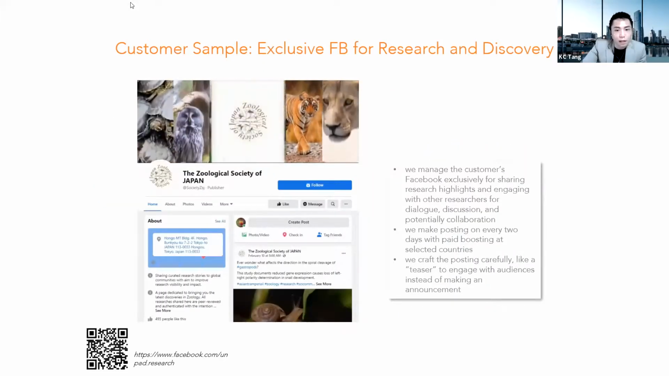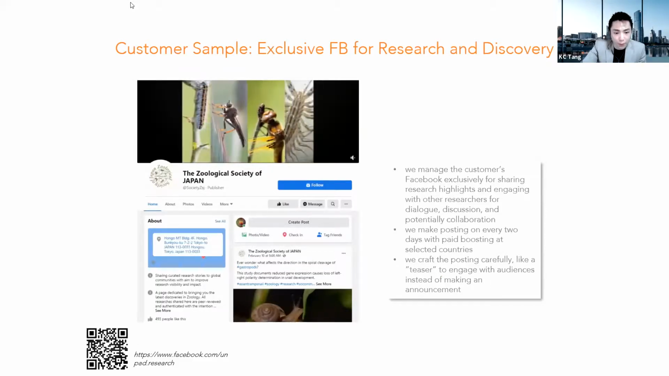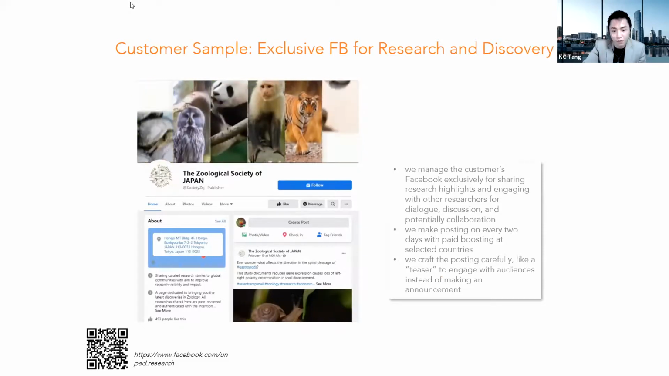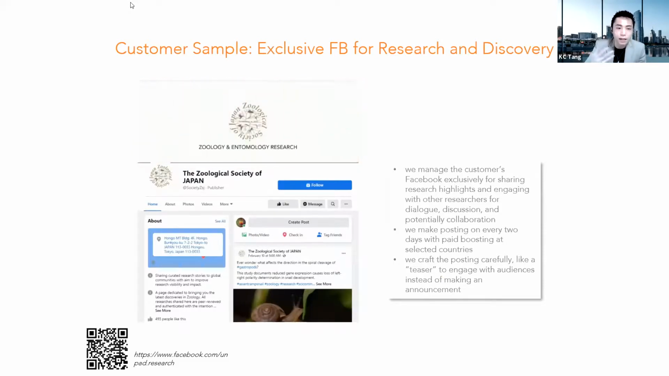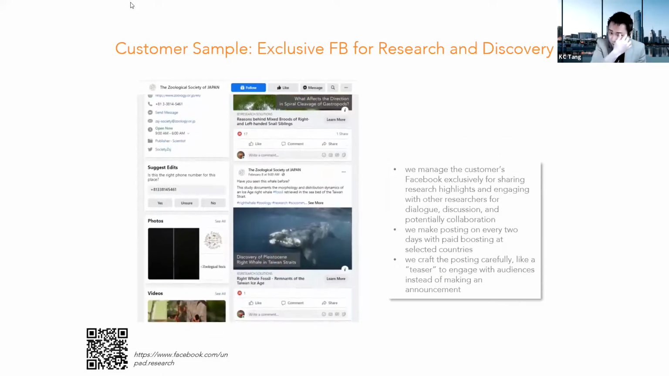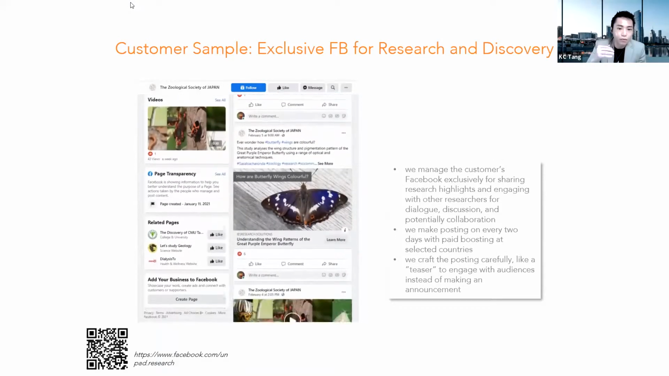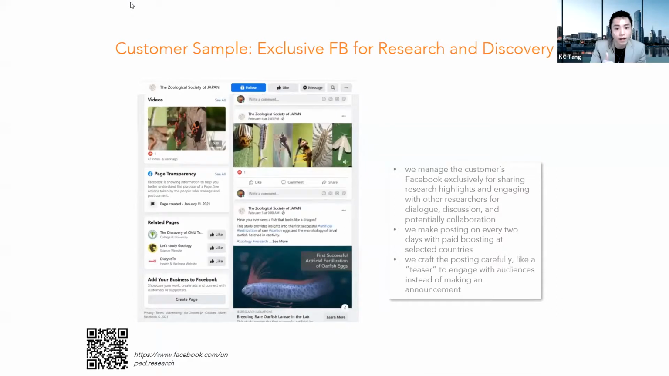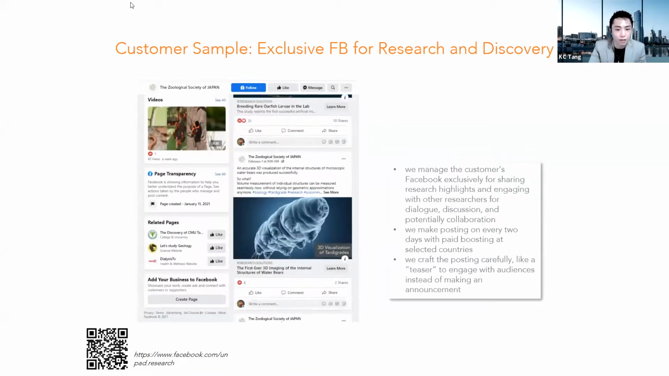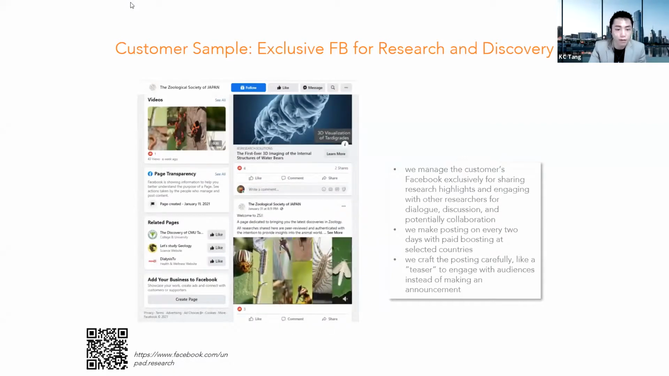So this is one example of the Facebook page that we manage for our customer in Japan. This one is the Zoological Society. They are a publisher themselves. They select some papers that we help them to curate. We just started this project last month. You can see every post represents an idea, links up to an idea story, and we basically shoot it up to the relevant targeted communities, and we can measure the report later.